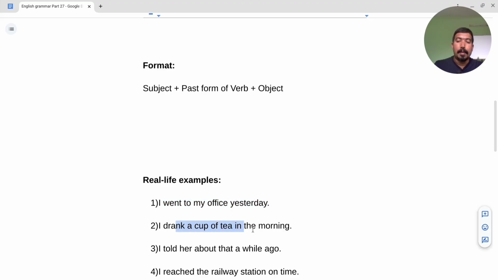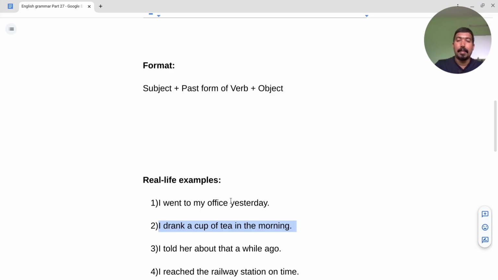Next one. My friend asked me, did you drink tea in the morning? Yes, I drank a cup of tea in the morning. So you can read it from here. I drank a cup of tea in the morning.